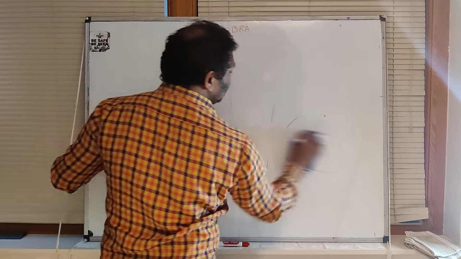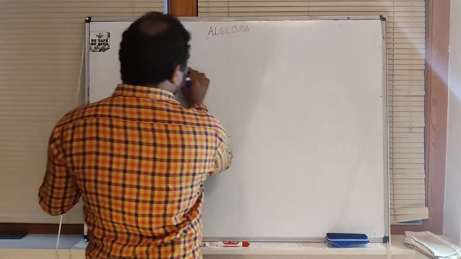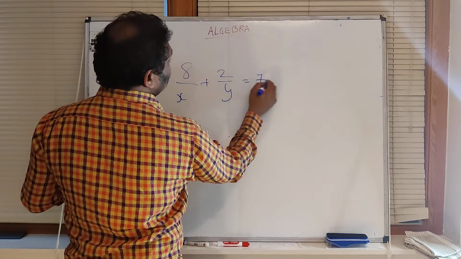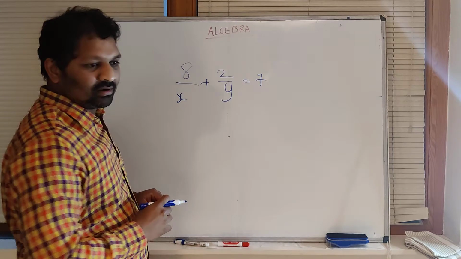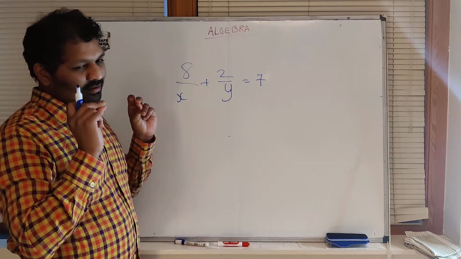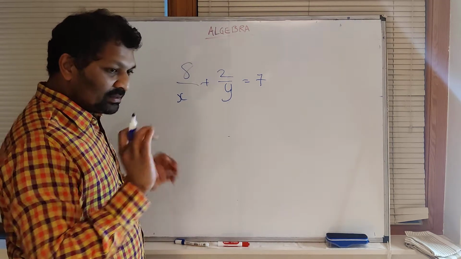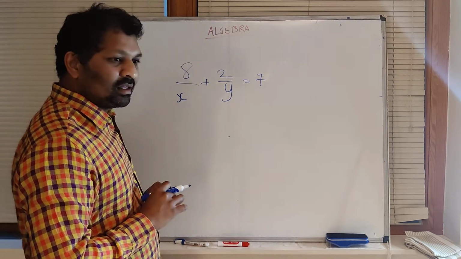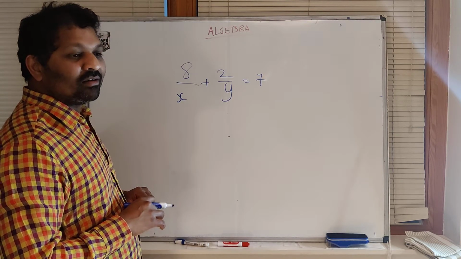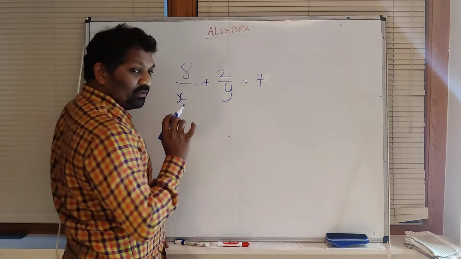Similarly, 8 by x plus 2 by y is equal to 7. Is this a linear equation? You're not quite right, I'll explain. It will come like x into y, an xy term. Because of that, it won't qualify as a linear equation.